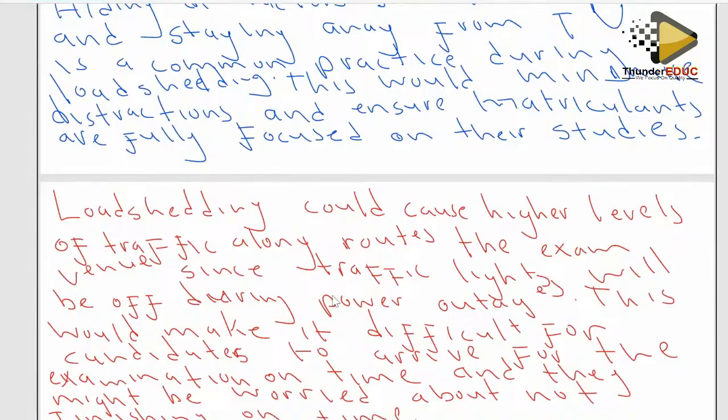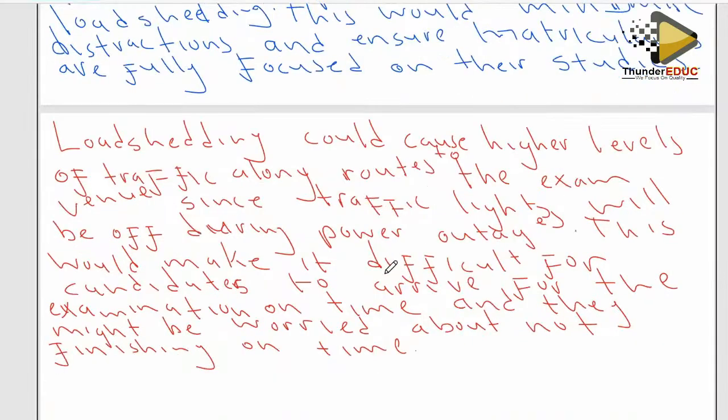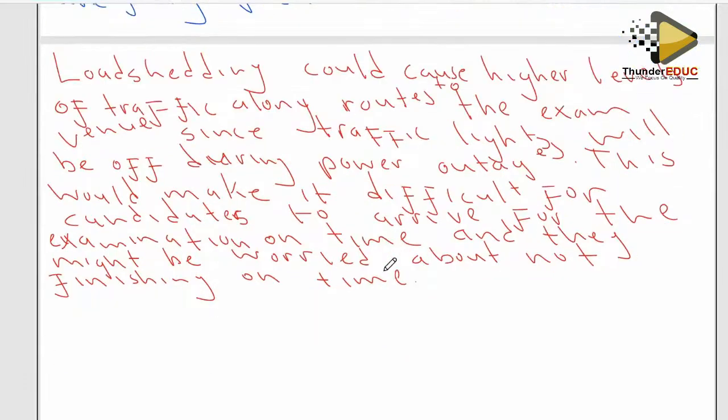So this is the first thing. Load shedding will cause higher levels of traffic along routes to the examination venue. Since traffic lights will be off during power outages, this would make it difficult for candidates to arrive for the examination on time, and they might be worried about not finishing on time.